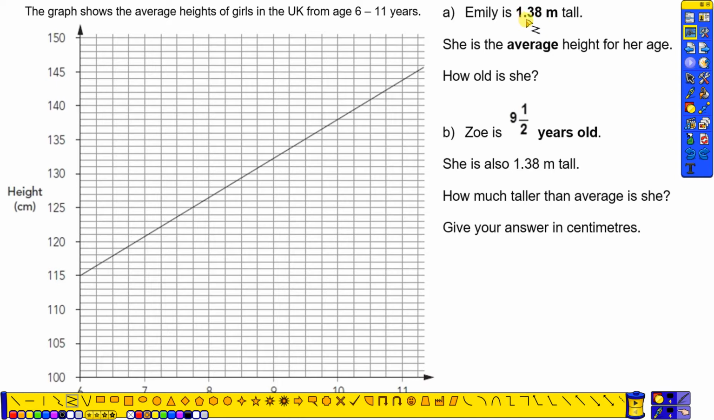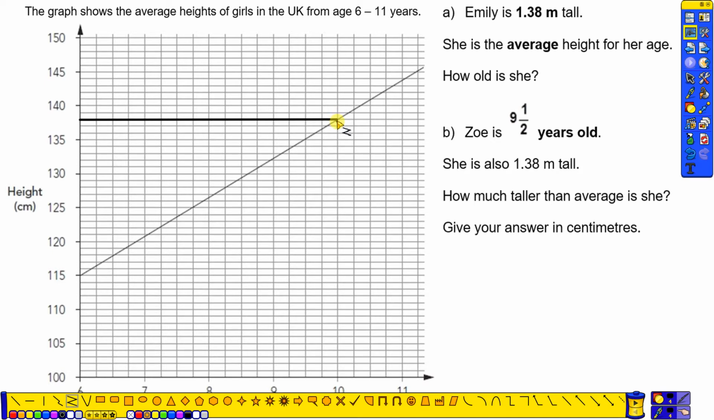So Emily is 138 centimetres tall. So we need to find 138. Well, we can see that they're going up in 5s, and there's 5 lines between each of these lines here. So if we count on 135, 136, 137, 138 is this line here.